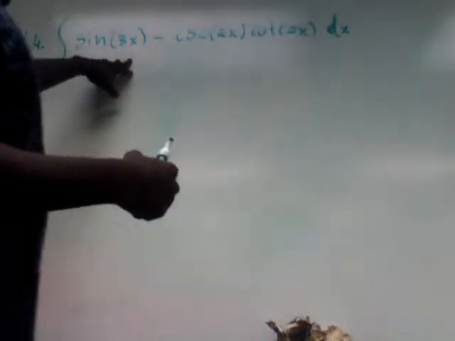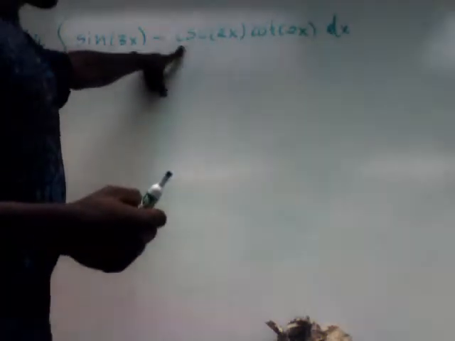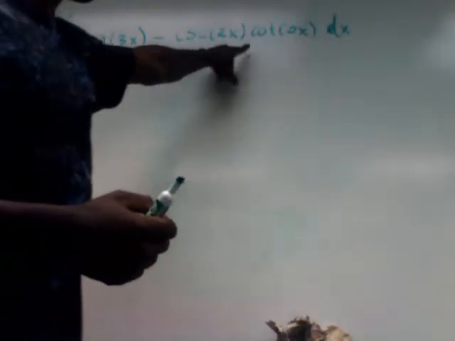Hi, my name is Alan, and in this video we're going to be talking about integration. For this problem, they're asking to integrate sine of 3x minus cosecant of 2x cotangent of 2x dx.